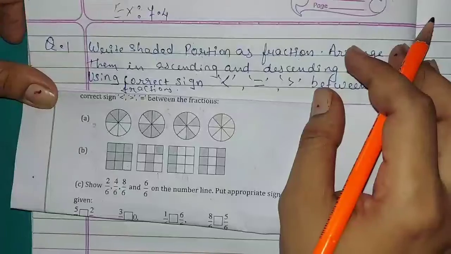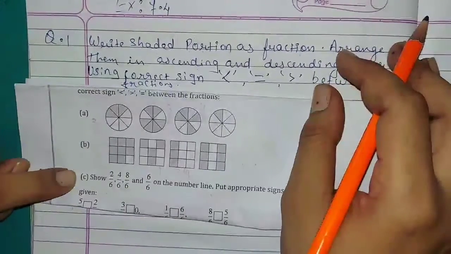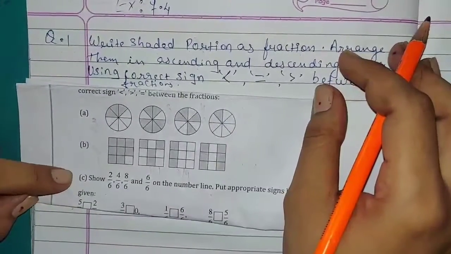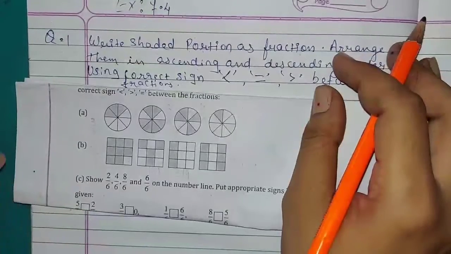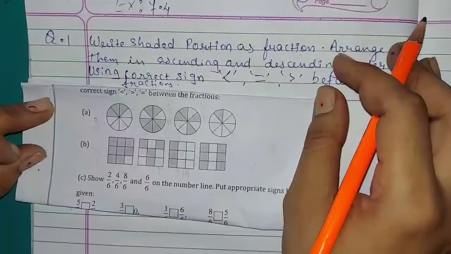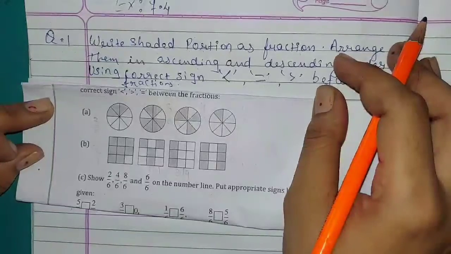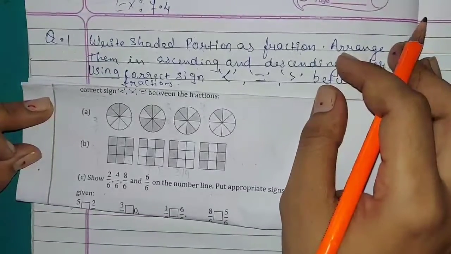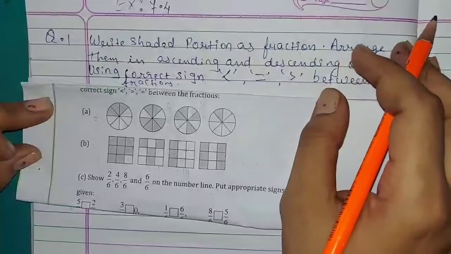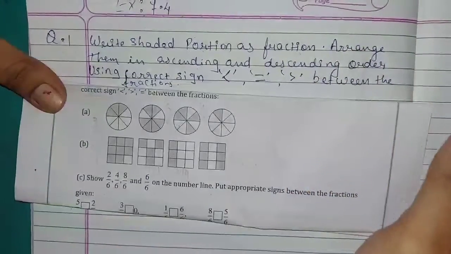Now students, here A, B, C figures and fractions are given. We have to write first of all fractions. And then we have to arrange them in ascending order. Ascending order means smallest to greatest. And descending order means greatest to smallest.